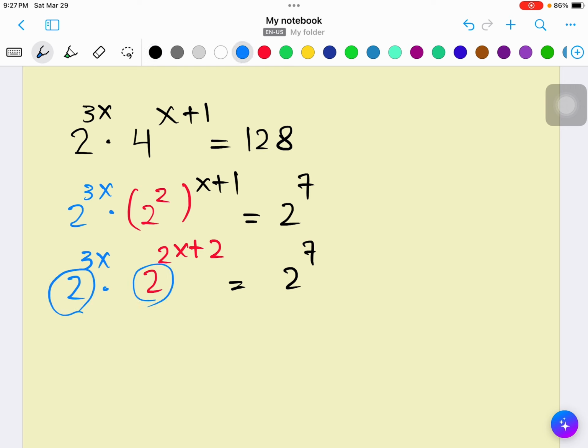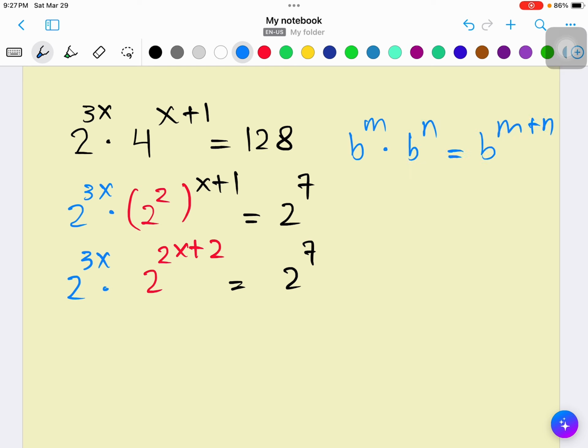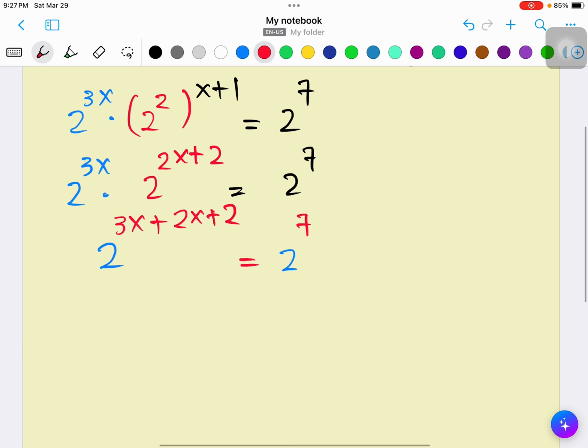Bases are the same, so we use b raised to m multiplied by b raised to n equals b raised to m plus n. So 2 raised to 3x plus 2x plus 2 is equal to 2 raised to 7. Next step, 2 raised to 5x plus 2 is equal to 2 raised to 7.